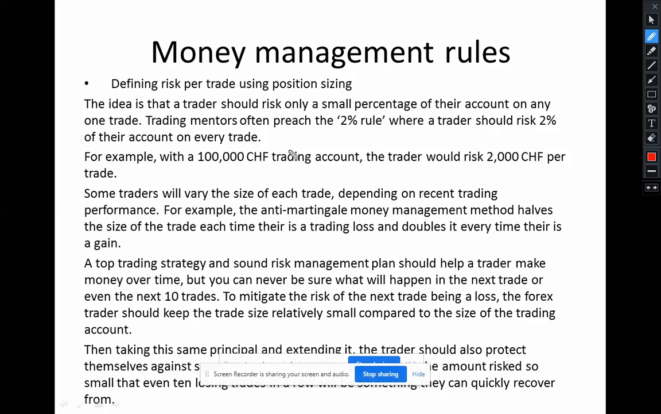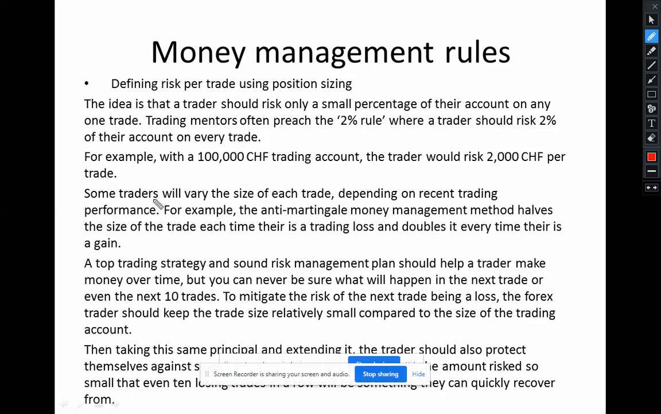You all know the rule that if you have a $100 account, you must not decide to risk the whole $100, unless you want to risk it or you are capable of depositing another $100. But as you want to follow the rules of a money management plan, you must define every risk you want to take in every trade you want to take. For example, with a 100,000 CHF trading account, the trader will risk 2,000 CHF per trade.